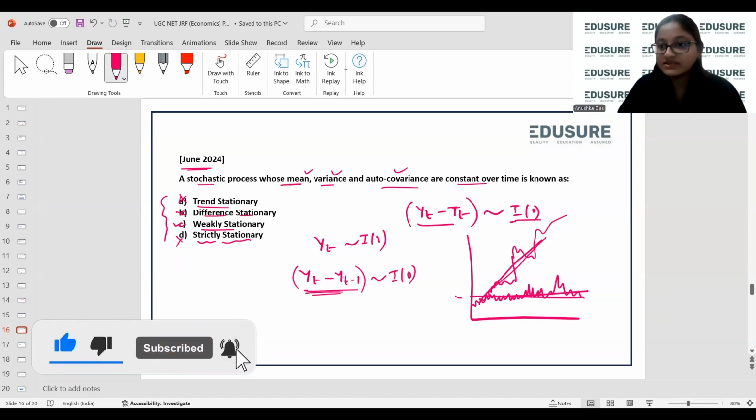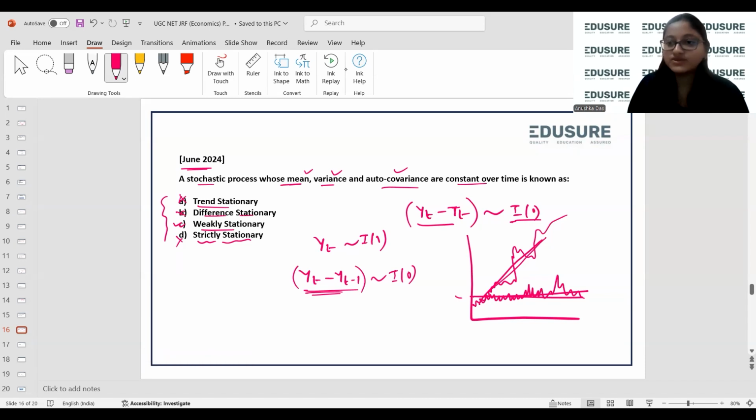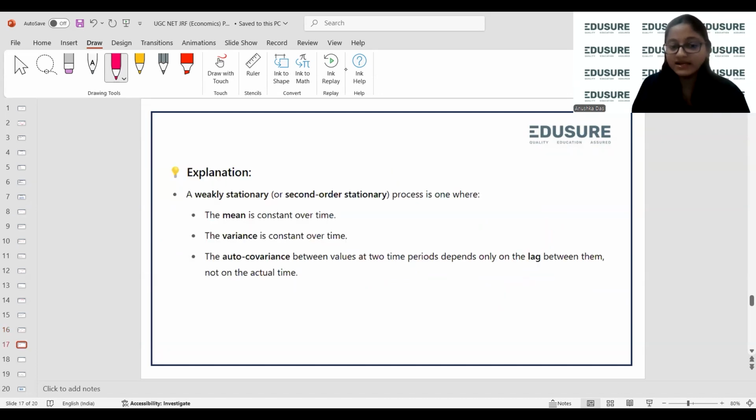You can take second order difference, third order difference, and at some difference order, you will see that this process becomes stationary. This will be difference stationary, right? So C will be the right answer. And here you can see the explanation.